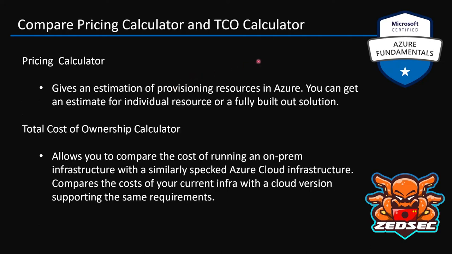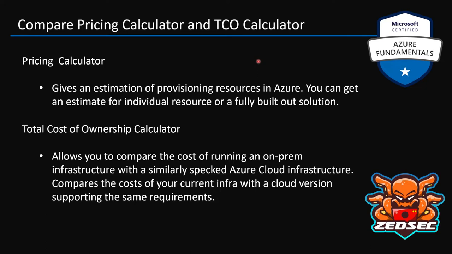So there's two main pricing calculators in Azure. You've got your pricing calculator, which can give you an estimate of provisioning a resource in Azure. So you can get an estimate for an individual resource or a fully built out solution. Then there's also the total cost of ownership calculator, which allows you to compare the cost of running an on-prem infrastructure with a similarly spec'd Azure cloud infrastructure.